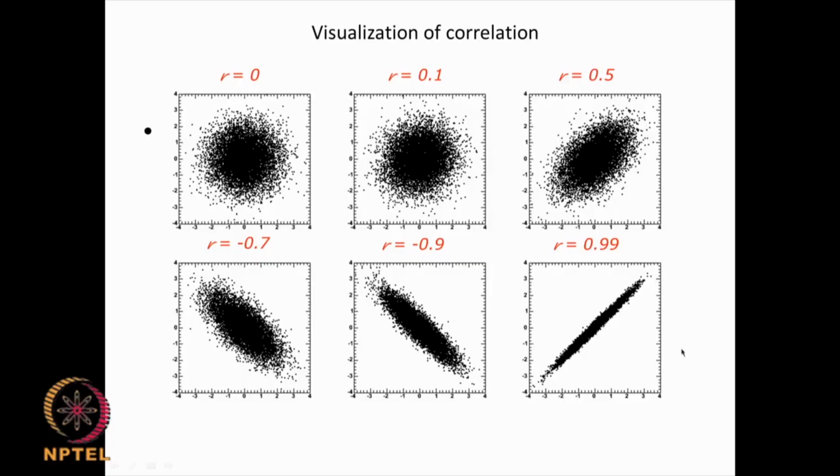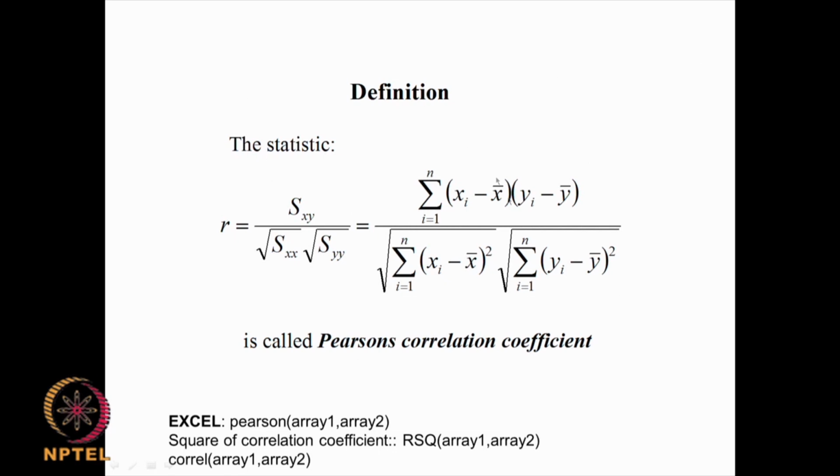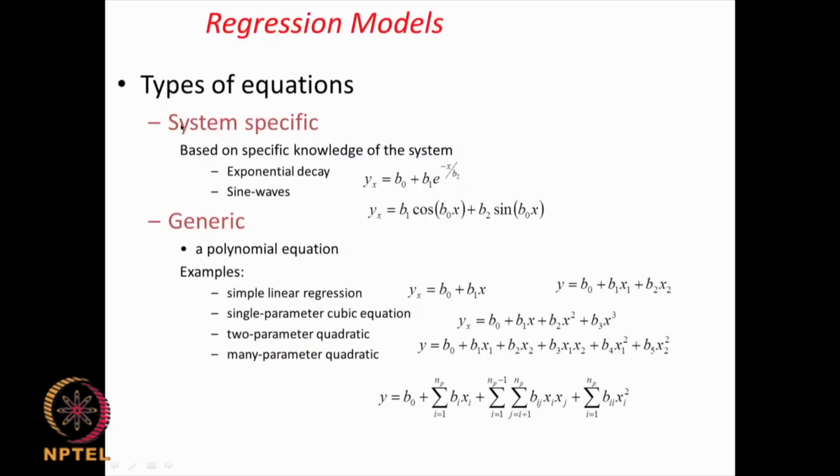So this is called the Pearson correlation coefficient. Excel also has these things.